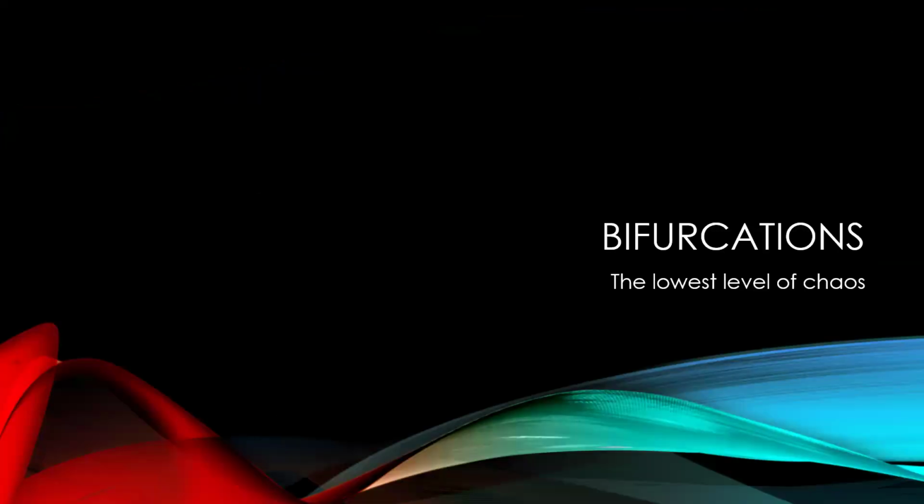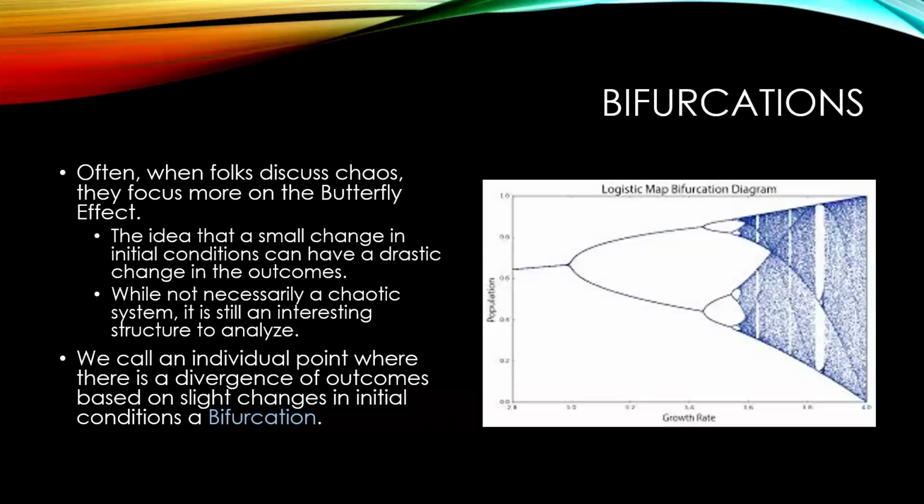Let's talk about a lower level of chaos, the idea of bifurcations. The system that we just did exhibited everything there is to know about chaos. Often when folks talk about chaos, they're just focusing on the butterfly effect, and how a small change in initial conditions can have drastic changes in the outcome. It's not necessarily chaos, but because of how popularized the butterfly effect is, sometimes it's treated as chaotic behavior. What the butterfly effect is really showing in this case is the idea of a bifurcation.